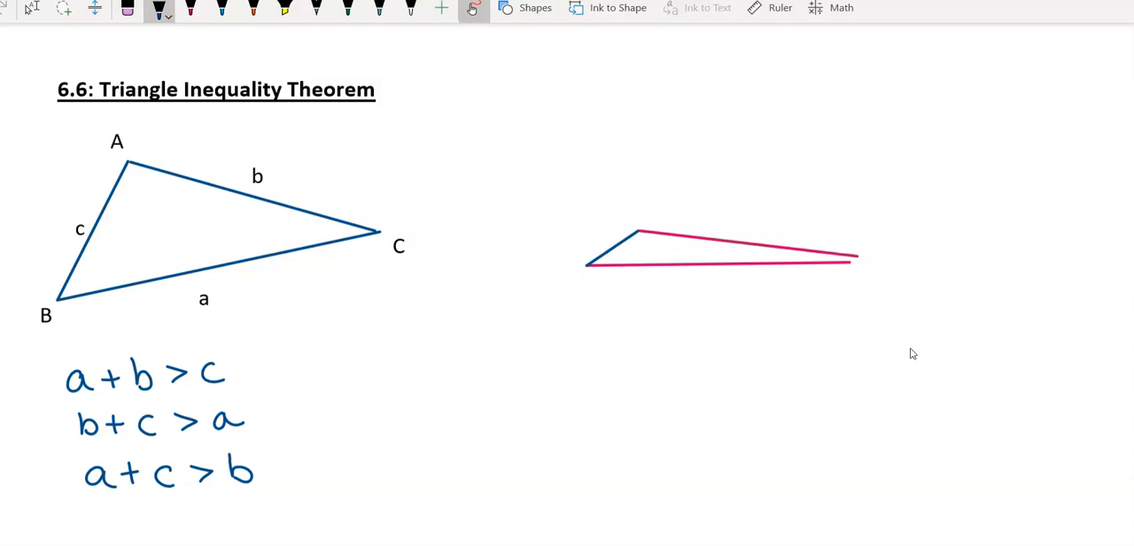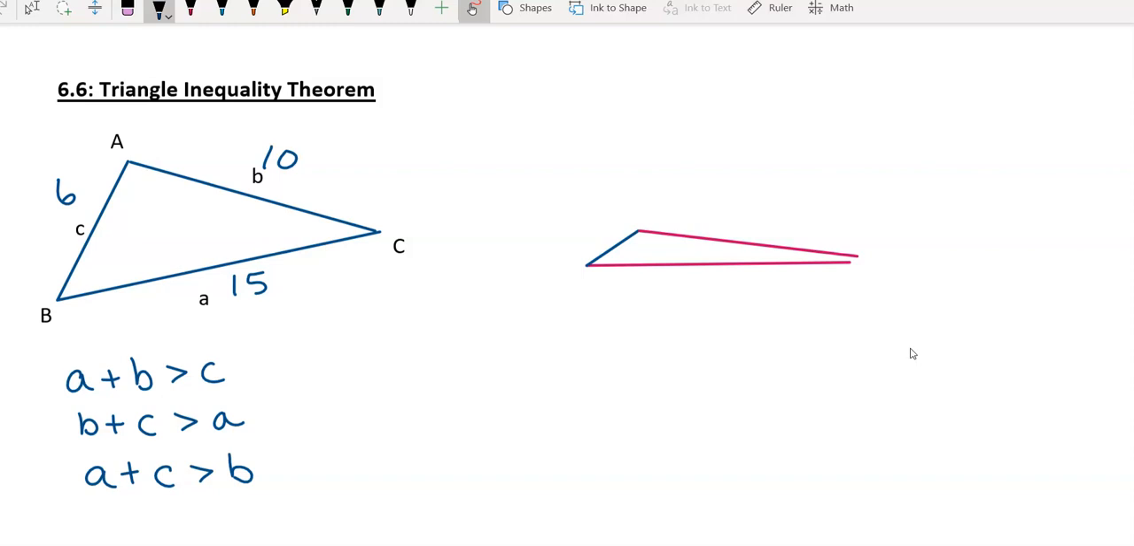So if they tell you that this is 8, and this is 6, and this is 15, is it going to work? No. Because what's A plus B? 23. Is that bigger than 6? Yes. And 15 plus 6 is 21, which is bigger than 8. But 8 plus 6 is 14, which is not bigger than 15. So these three sides could not make a triangle. But if we made this side 10, now it would make a triangle. Those things would make a triangle.